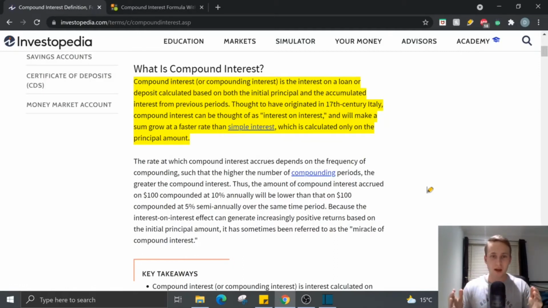Compound interest, or compounding interest, is the interest on a loan or deposit calculated based on the initial principal and the accumulated interest from previous periods. Compound interest can be thought of as interest on interest and will make a sum grow at a faster rate than simple interest, which is calculated only on the principal amount.